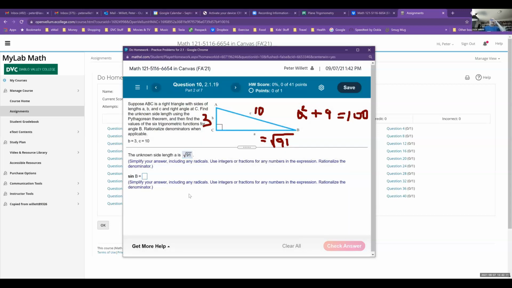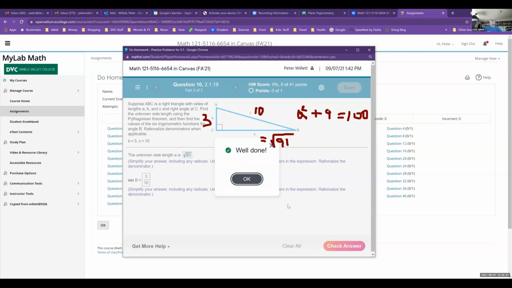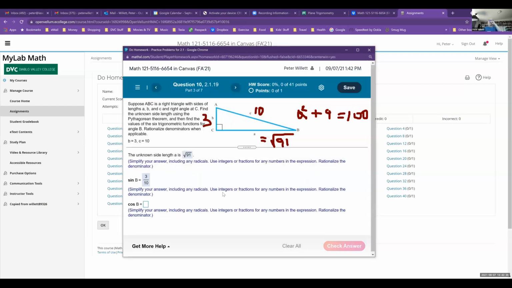So then it says, what is sine of B? So if I go over to B, and by SOHCAHTOA, sine is opposite over hypotenuse. Opposite to the B angle is little side B, which is 3. Hypotenuse is 10. So sine of B is 3 over 10. And then we would just continue that way. Questions about that at all?